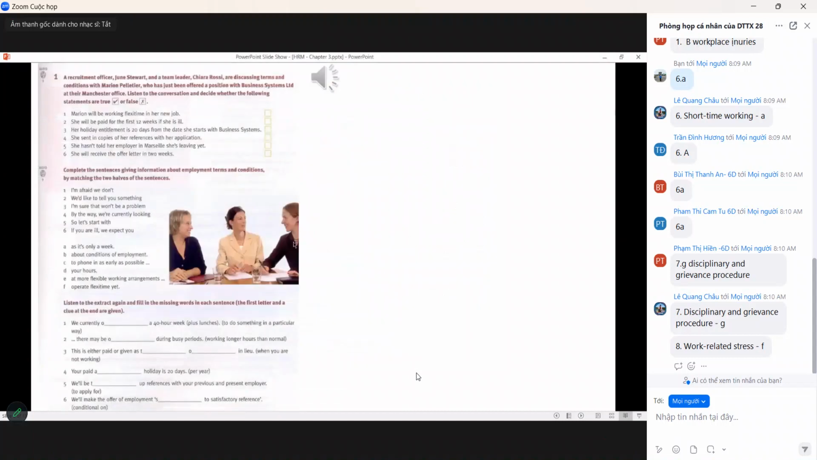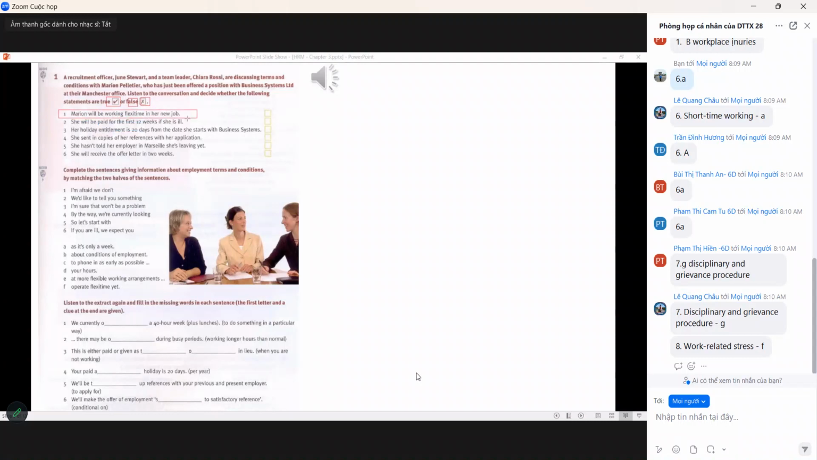Now look at this. This is the recording. A recruitment officer, a trainee, and a team leader. You need to listen and then tick for true and cross for false, you see?